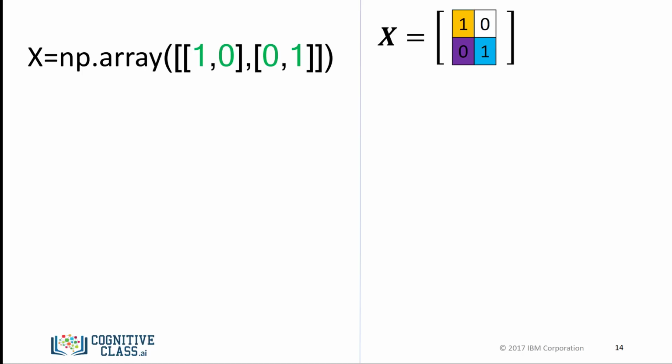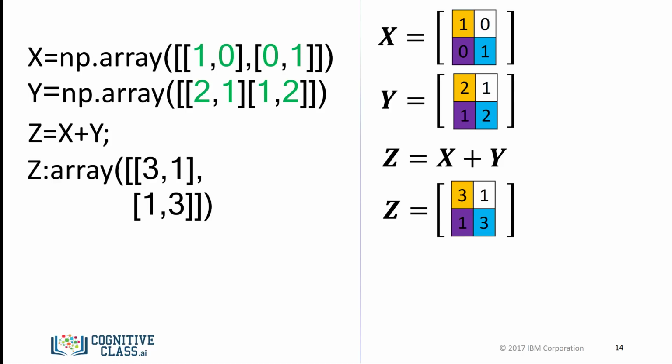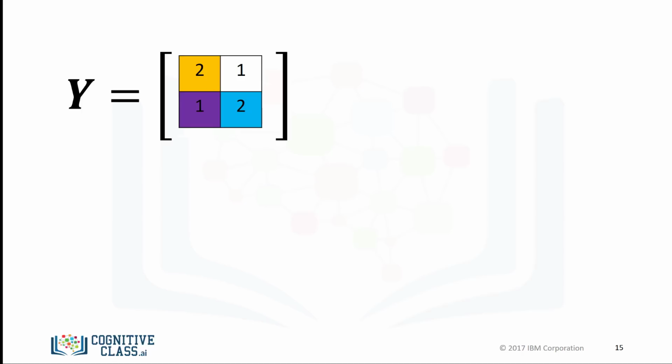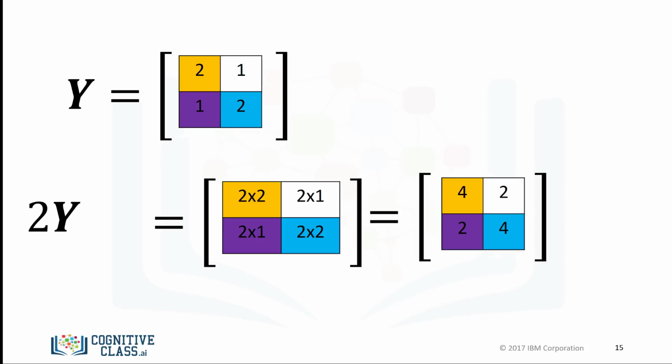To add 2 arrays in NumPy, we define the array, in this case, X. Then we define the second array, Y. We add the arrays. The result is identical to matrix addition. Multiplying a NumPy array by a scalar is identical to multiplying a matrix by a scalar. Consider the matrix Y. If we multiply the matrix by the scalar 2, we simply multiply every element in the matrix by 2.